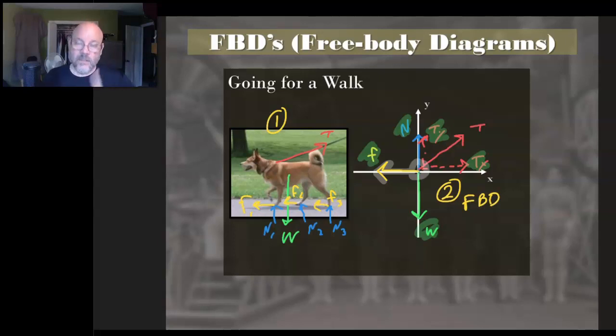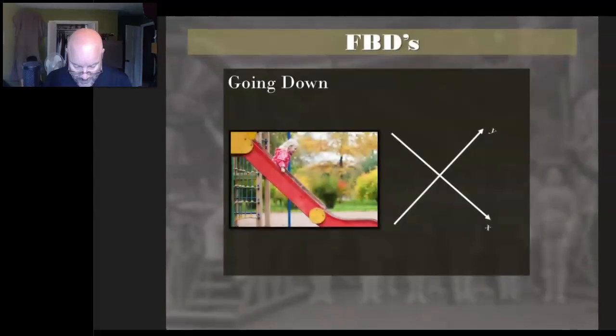Okay, so let's look at another case. All right, so we've got this child, and let's suppose it's an equilibrium situation, and the child's going to be sliding down just like this. And so let's think about what's happening with the forces. All right, so we'll start with the low-hanging fruit. So literally the gravity. Here's the child's weight, just like this.